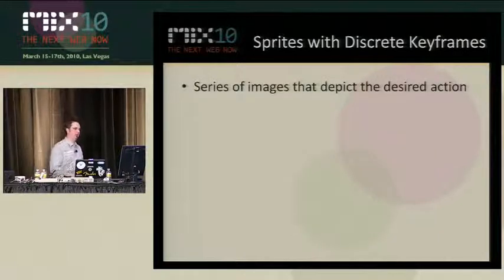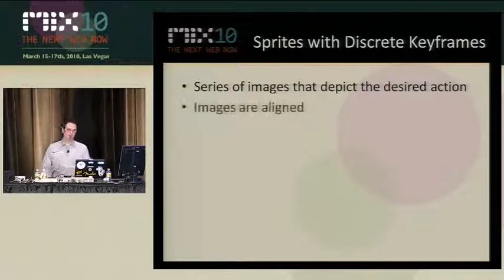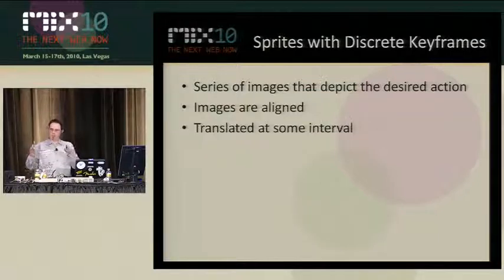The first way that I want to show you is to do it with discrete keyframes. If you remember when I talked about discrete keyframes, they hold an object at one position until you reach the next keyframe, and then they immediately snap to the new keyframe. So what I want is a series of images that depict my desired action. I'm going to align the images either horizontally or vertically, and in the example I'm going to show you, I'm going to use horizontal. And then I'm going to translate those images at some interval. What I'm saying is that if I have an image or a series of images, as my storyboard is running, I'm going to move them either left or right at some interval, the interval being whatever my storyboard is running at.